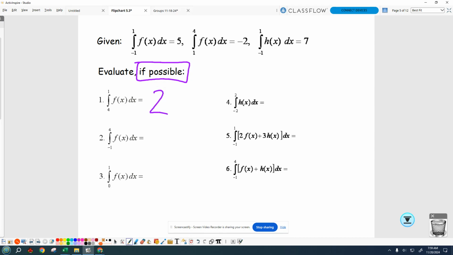For five groups, I can see you guys said 2. Because if integrating from 1 to 4 is -2, 4 to 1, just change the sign. Okay. That one, write it down. You have that three?